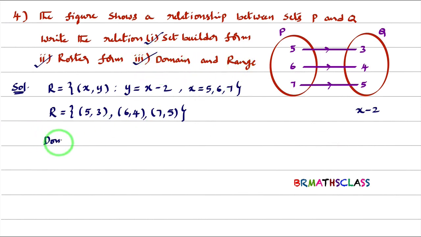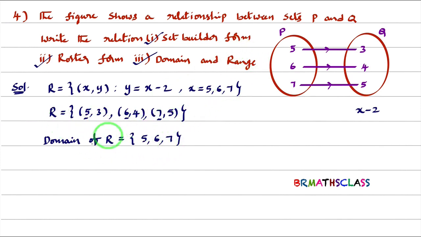Domain of the relation. What is the definition of the domain of the relation? The set of all first elements of ordered pairs in the relation. You observe these are the first elements of ordered pairs in this relation. So what are the first elements? 5, 6, 7. These are the set of all first elements of ordered pairs in this relation. So the domain is 5, 6, 7.